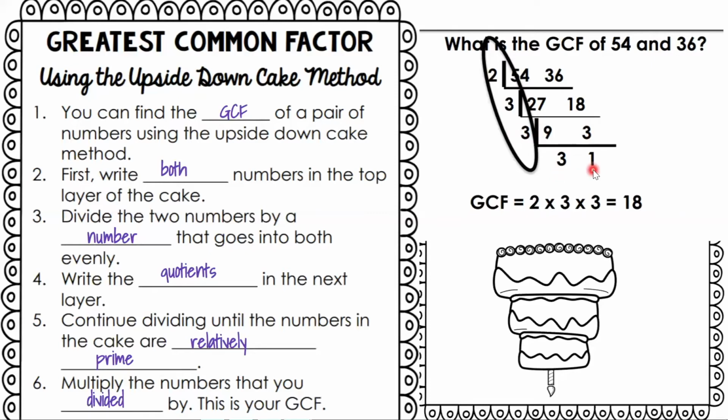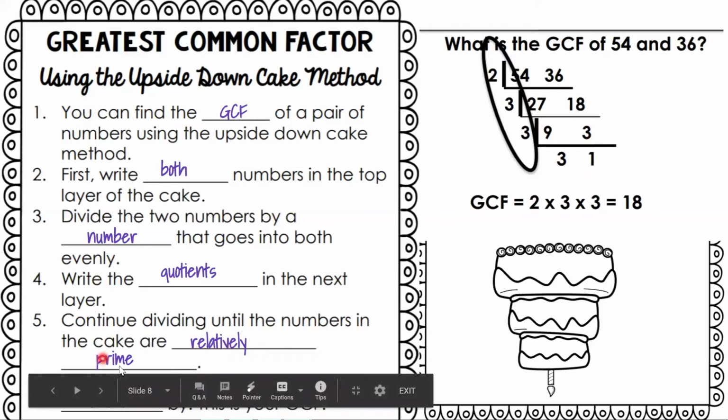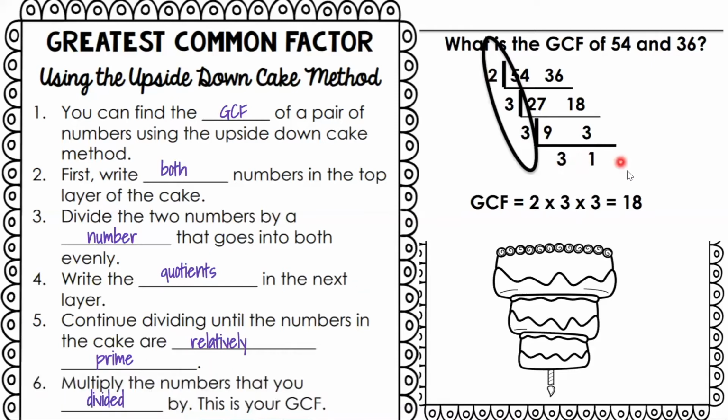And you continue going until all of the numbers in the cake are relatively prime. What that means is that you get to a point where the two numbers cannot be divided evenly by the same number other than 1. So in this situation here with 3 and 2, I can't divide 3 and 2 by any number other than 1. So I'm done.